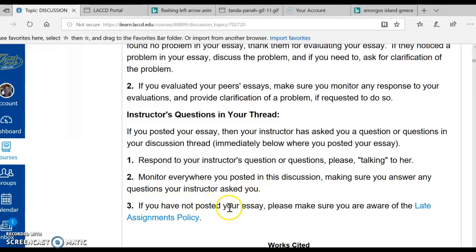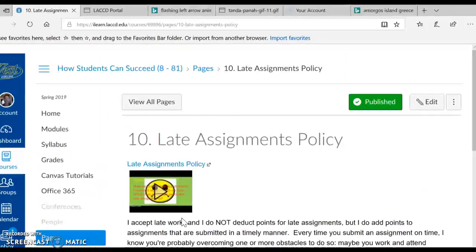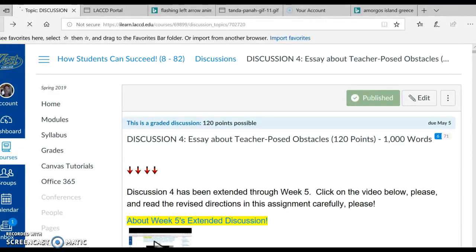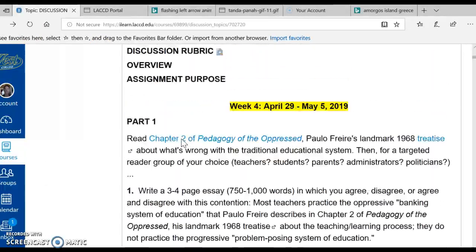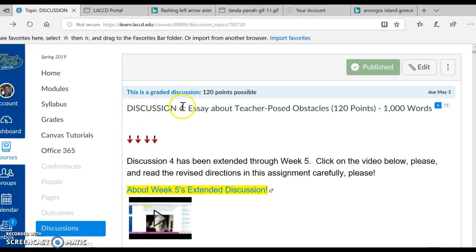3. If you have not posted your essay, please make sure you are aware of the late assignments policy, and it's here in this link. You just need to click on it, and it'll come up. Okay. I'm going to click on the back arrow, which will take us back into the discussion 4 assignment. Let me scroll back up to the top. We're back into discussion 4.